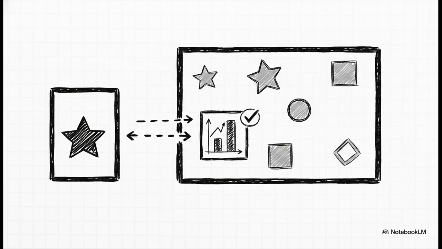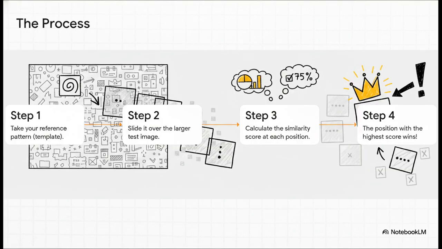You literally just slide your little template picture over the big one, moving it one pixel at a time. And at every single position, you calculate a similarity score to see how well the pixels line up. And this breaks it down perfectly. You take your template, you slide it over the big image, left to right, top to bottom, hitting every single possible spot. At each one, you do a quick calculation for that similarity score. And once you've checked everywhere, you just look for the place with the highest score. Boom, that's your best match.